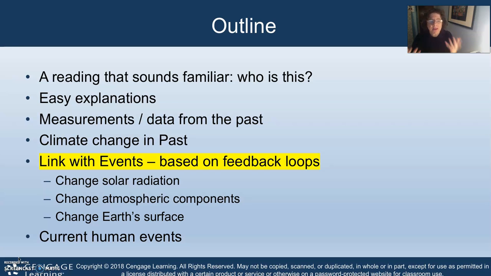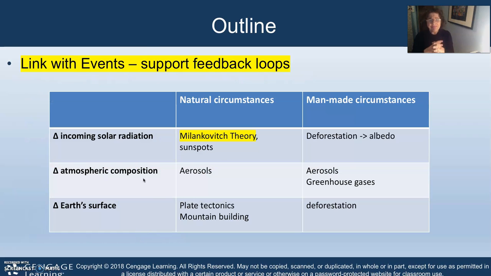The first one we're going to look into are changes due to solar radiation. Then we're going to go through changes in atmospheric components and changes in the Earth's surface. But we're going to spend quite a bit of time on changes in solar radiation. And to do that, we're going to talk about the Milankovitch theory first. This is a natural circumstance of what happened with the Ice Age and the glacial advances and retreats hundreds of thousands of years ago and tens of thousands of years ago. So we're going to explore that theory and see if it applies today as well.